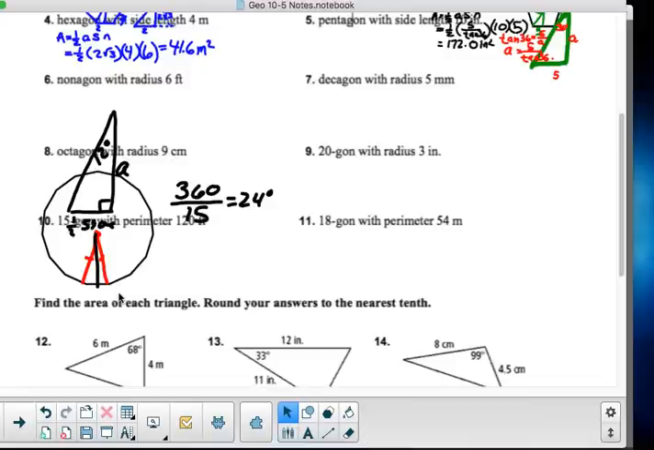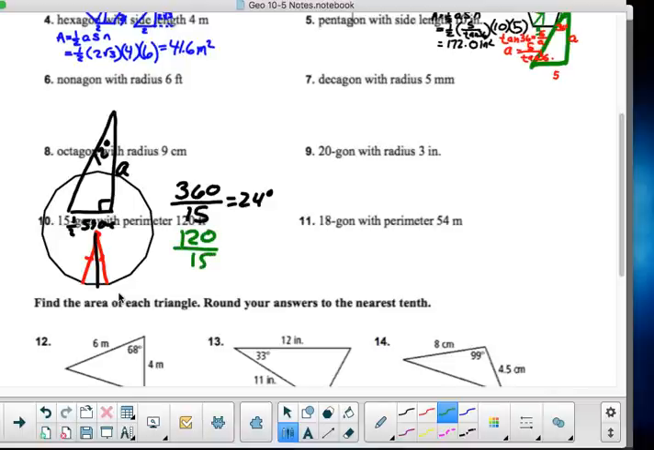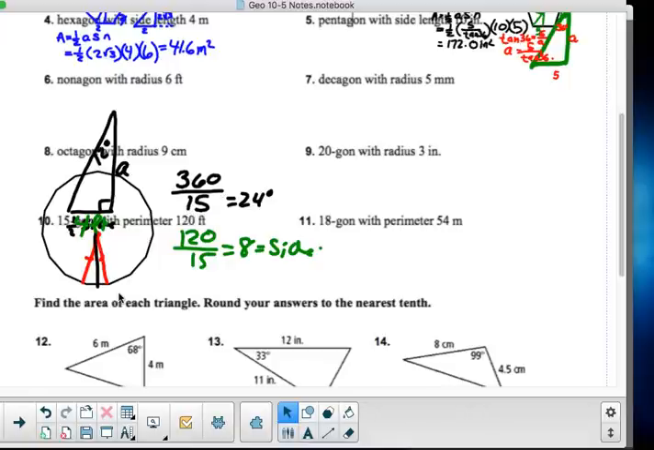Okay, now I need more information. I've got this thing that's 120. Okay, but how big is 120? So 120 divided by 15. How big is one side? 120 is my perimeter. Dividing it by 15 gives me a side measure. Each side is equal to 8. So now my half side I know is 4, and it's 4 feet. Okay, I know that's 4 feet because that's 120 feet.